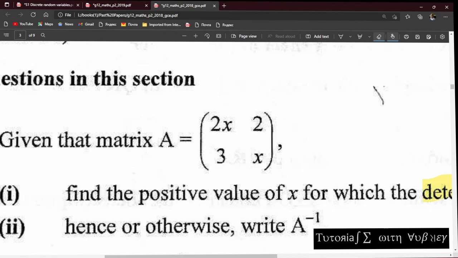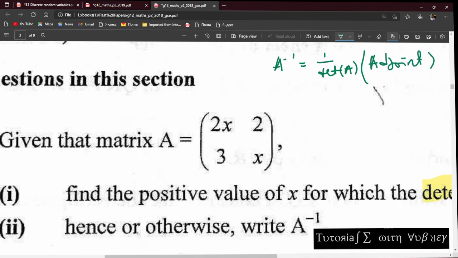Hence otherwise write A inverse. So what do we know about A inverse? A inverse is equal to 1 over the determinant of A multiplied by the adjoint matrix. So how do we find the adjoint matrix of A?